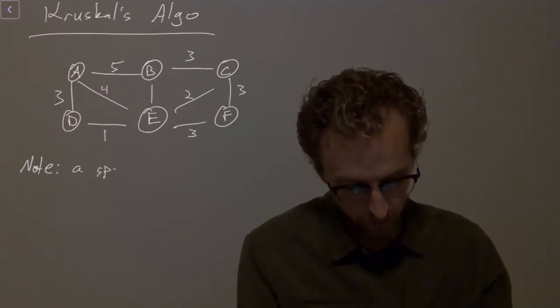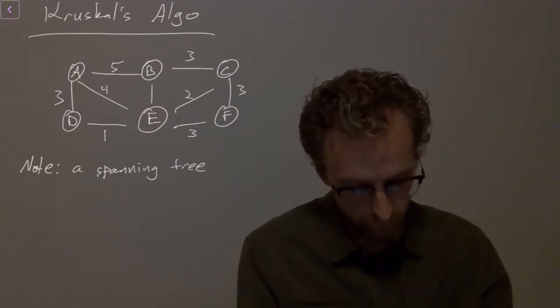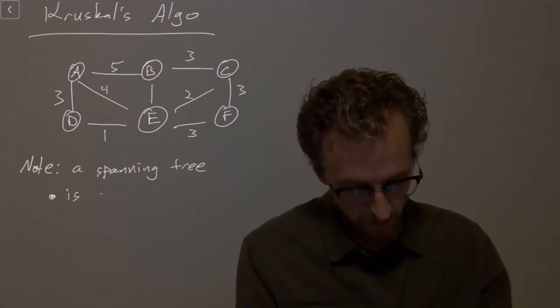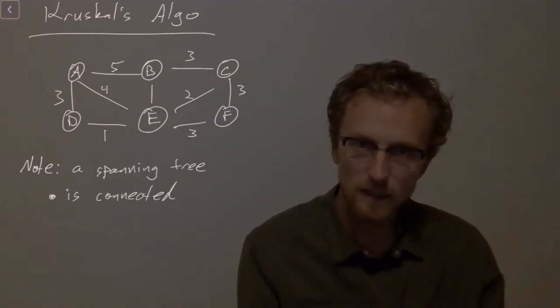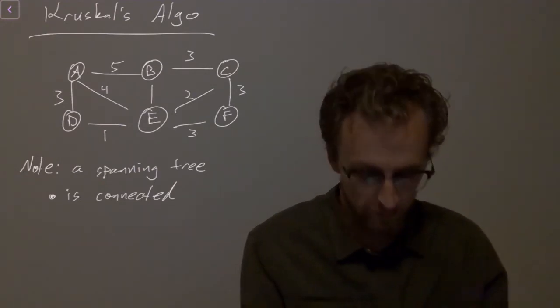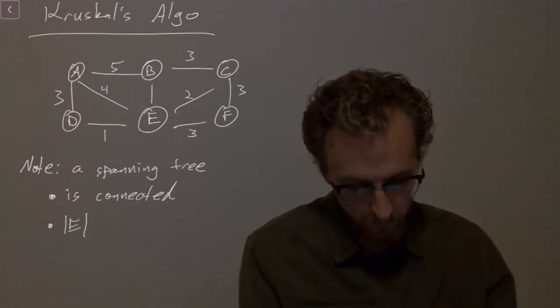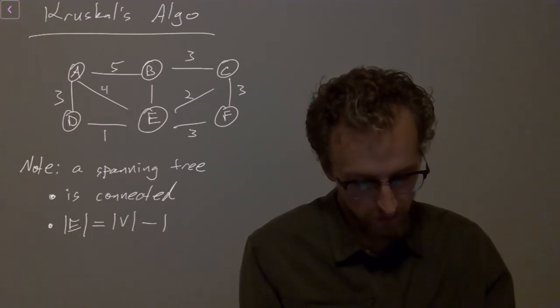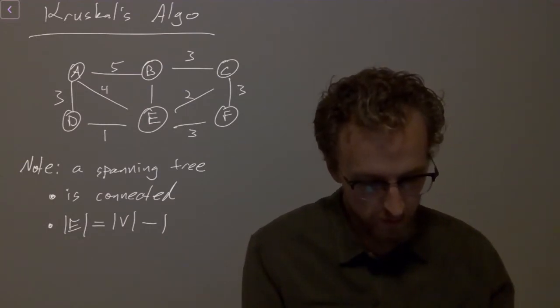Note, a spanning tree always satisfies the following. One, it's always connected. That's critical. It has to contain every single node and allow a path from every node to every other node. And two, the size of the edge set is equal to the size of the vertex set minus 1. Recall what our MST was in this graph.